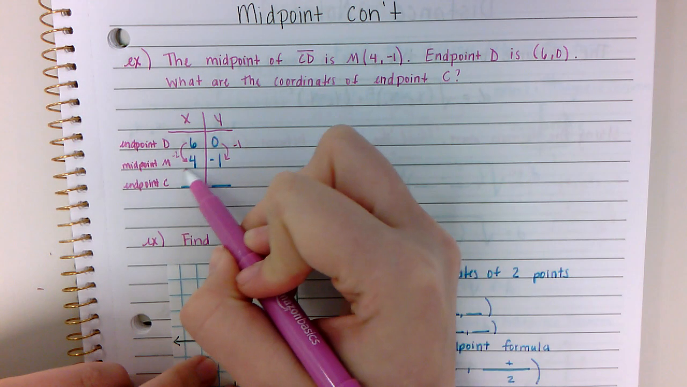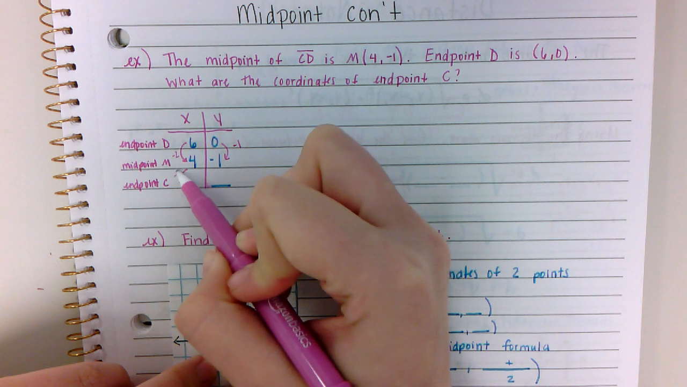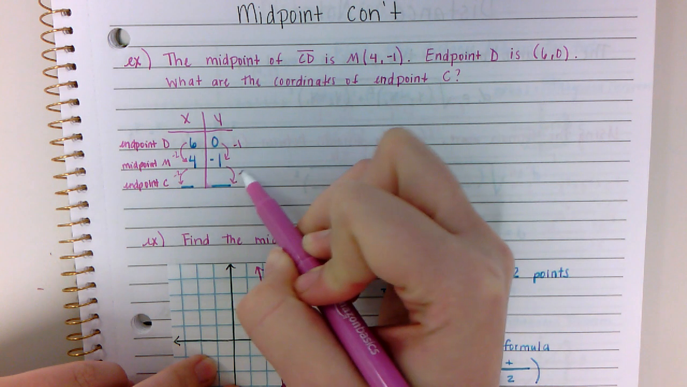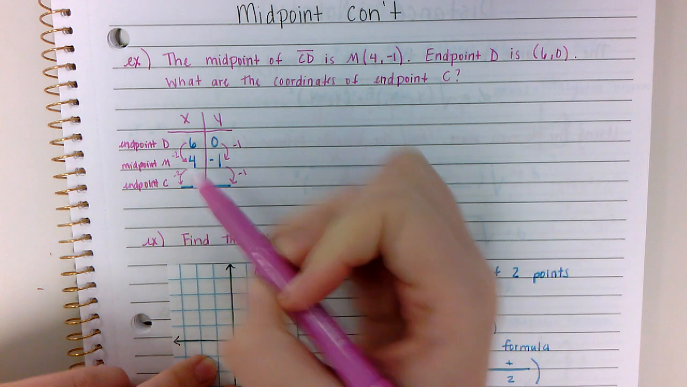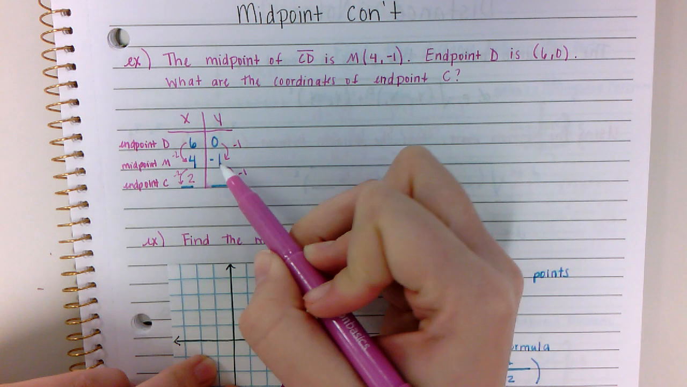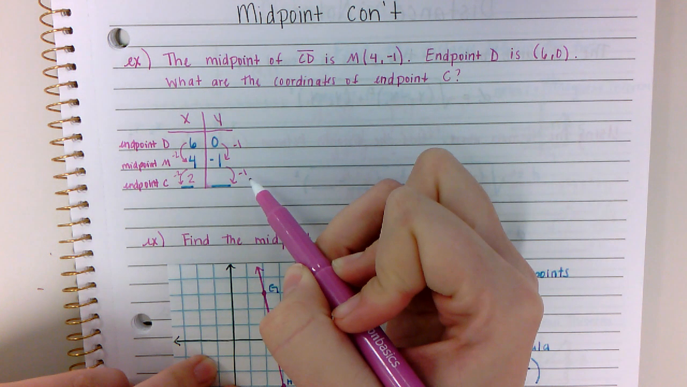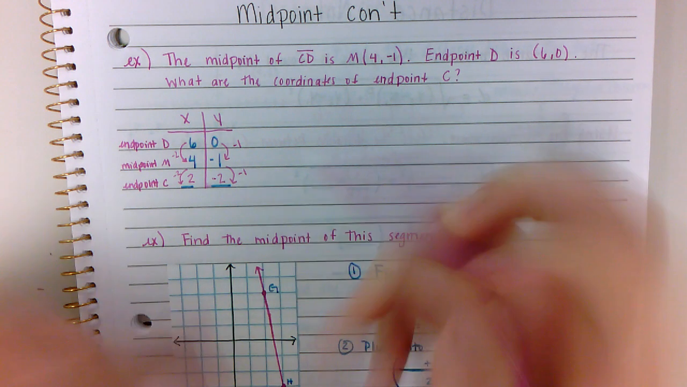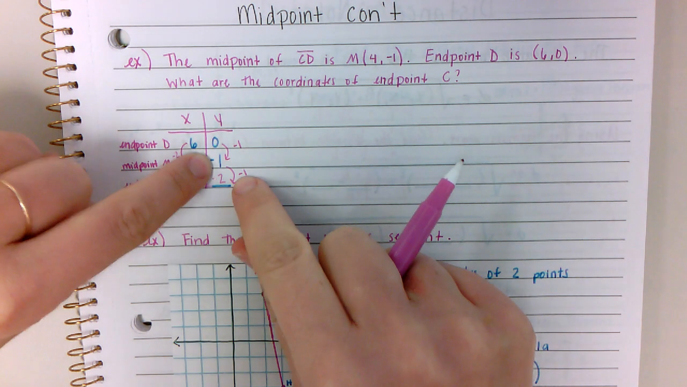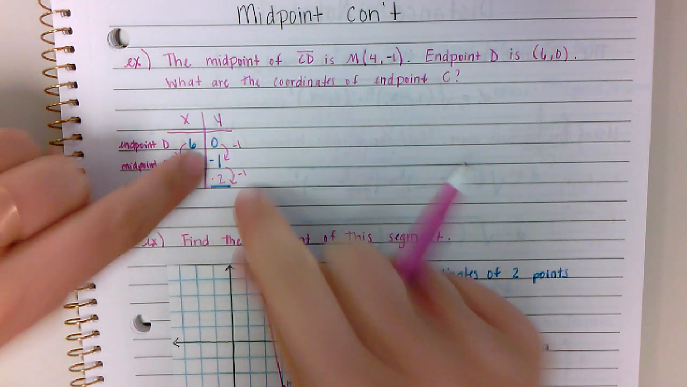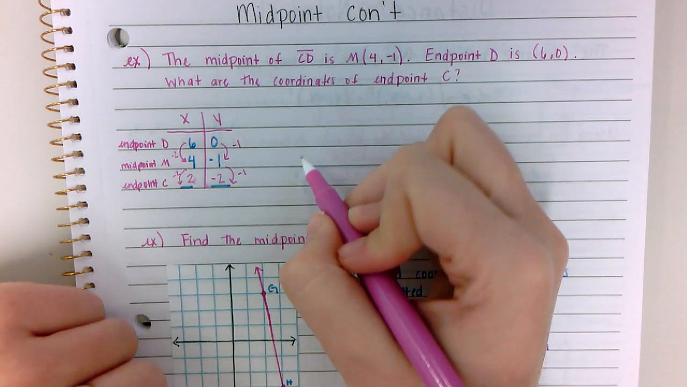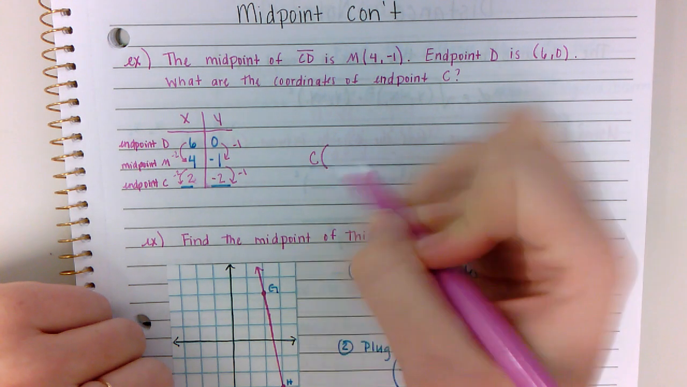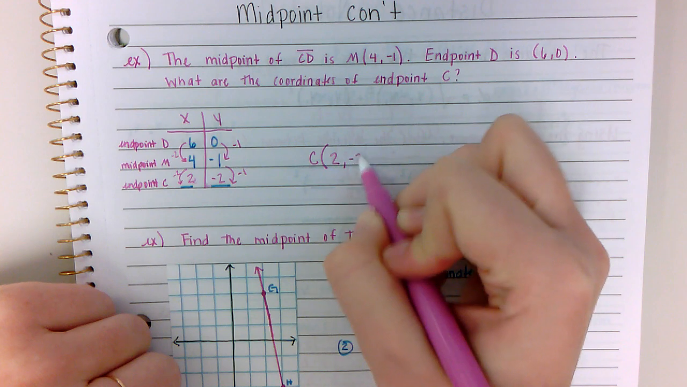So we're going to apply that same pattern here. We're going to subtract 2 and subtract 1. Well, 4 minus 2 is 2. -1 minus 1 is -2. Remember, when the signs are the same and we're adding or subtracting, you add them together and keep the sign. So my final endpoint for point C is going to be 2, -2.